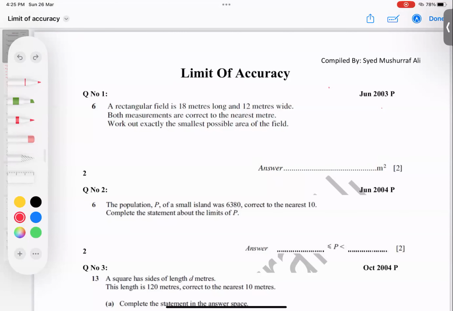Often you have seen this kind of question, for example, a rectangular field is 18 meters long and 12 meters wide, and both measurements are correct to... So often you see the words "correct to the nearest meter." Sometimes it is the nearest centimeter or sometimes the nearest kilometer.